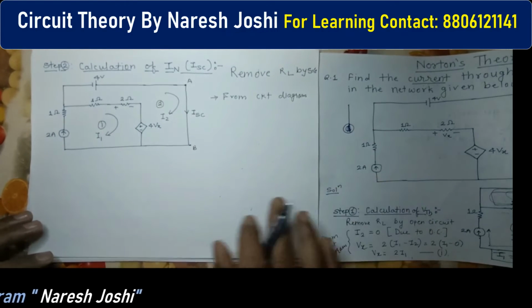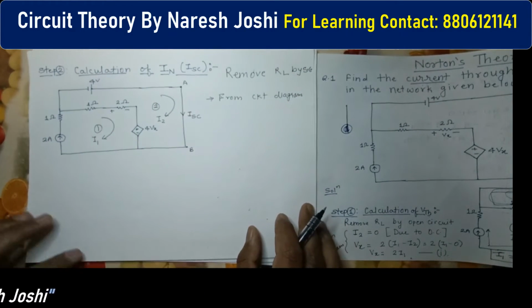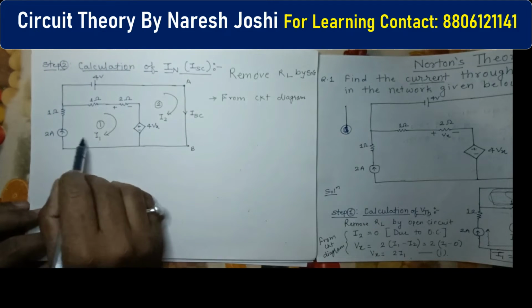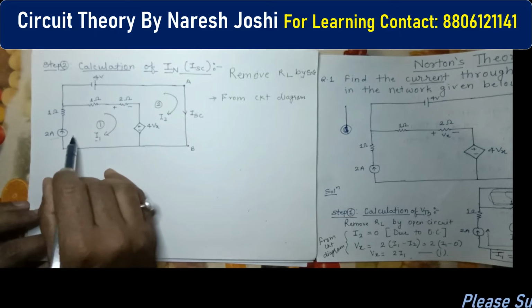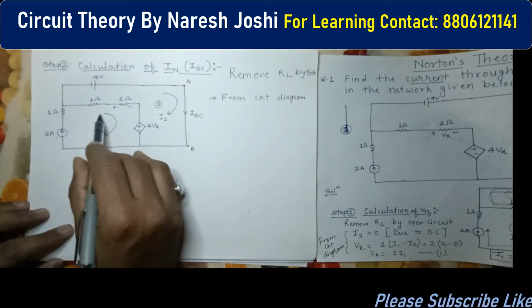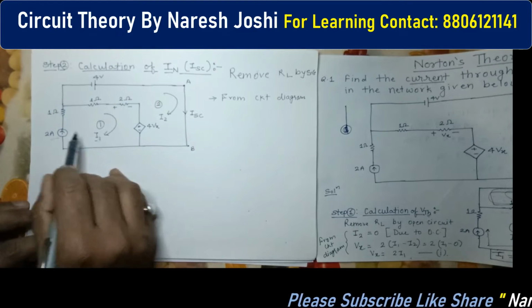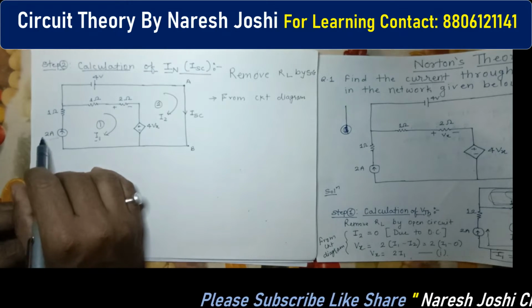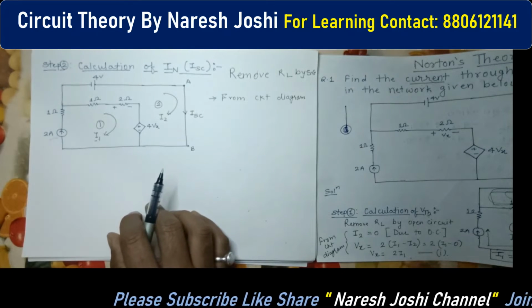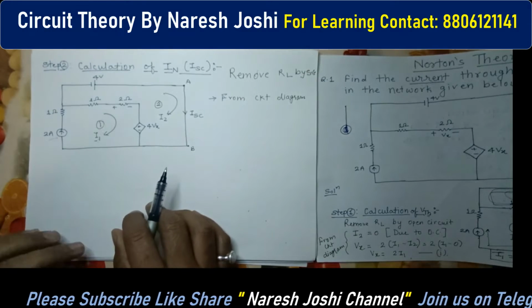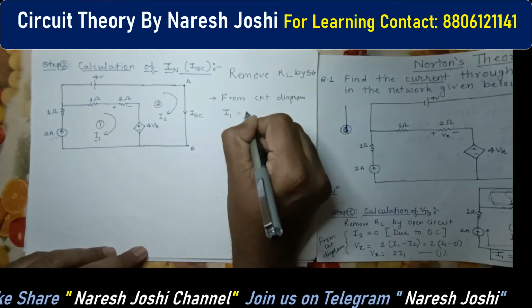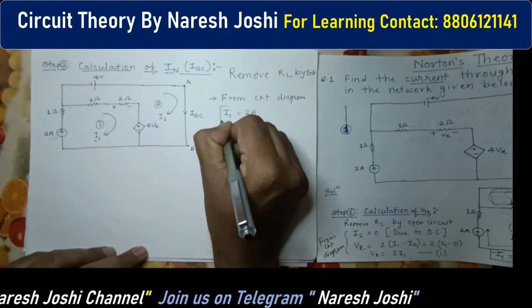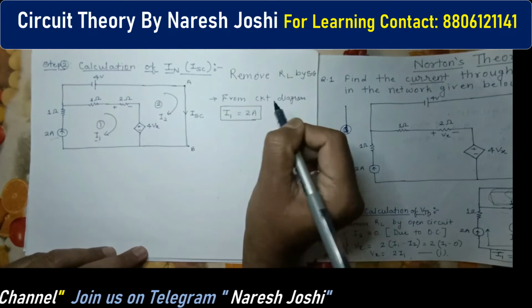So now you can see this equation here from the circuit diagram. This 2 ampere and this I1 will be the same, because the current passing in the mesh 1 is I1, and this current source is present in the mesh 1. So we have to directly write down this current source value. I1 equals 2 ampere. So here we have obtained the value of I1.